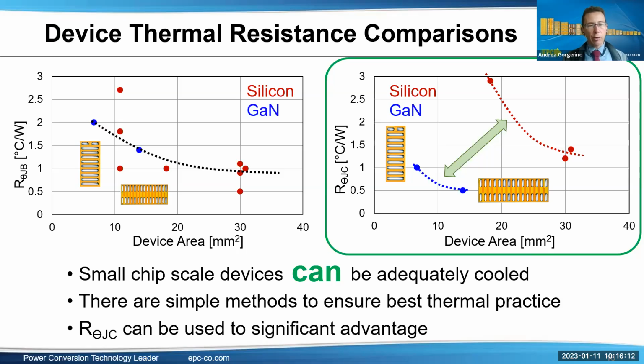GaN is smaller, as I mentioned before. So for the same RDS on, you tend to get slightly higher thermal resistance to the board. However, we look at the right-hand side chart. This is the junction to what we call case, which is basically the top of the device. And here, for the same area, the GaN device really shows a much lower thermal resistance. And that's because with our packages, you have almost direct access to where the heat is being dissipated. And this really allows designers to extract heat from these very small devices very effectively, which leads to these very high power density designs.